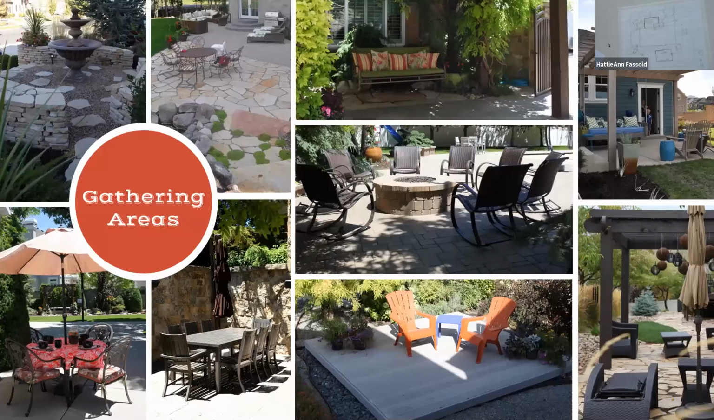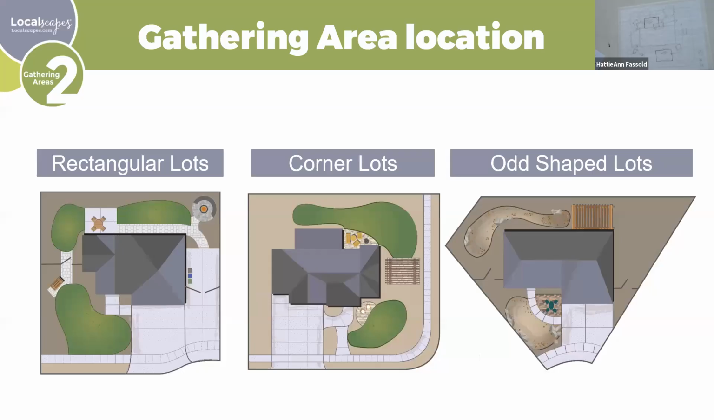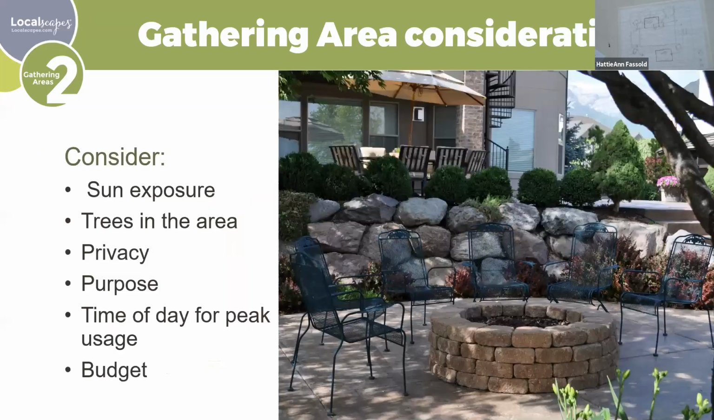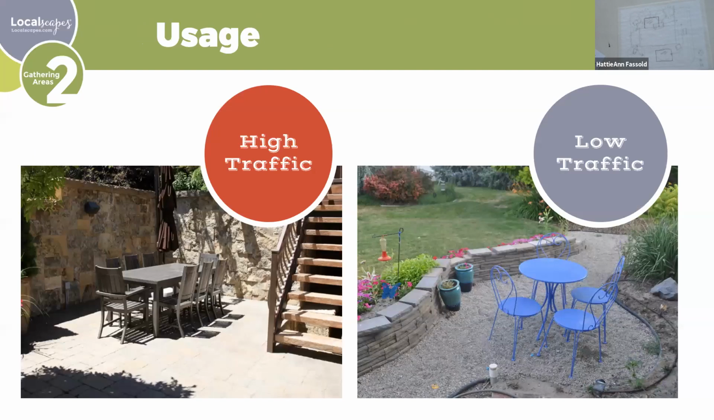Next are our gathering areas. Again, it's a good idea to make a list of gathering areas that you want if you have specifics in mind. Here's some ideas of what things can look like. Here's our gathering areas with our different lots. Here's our considerations again, because you want to think of that when you have your gathering areas, right? And then the usage as well.